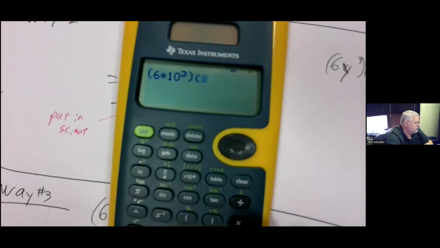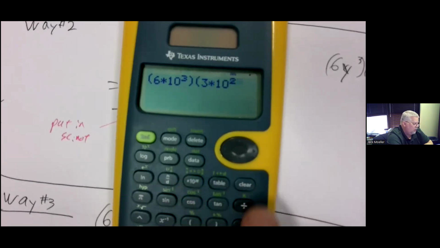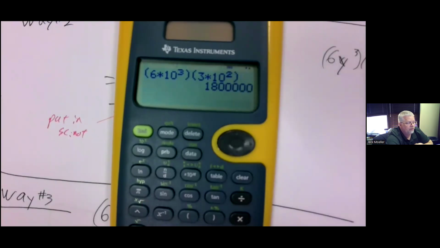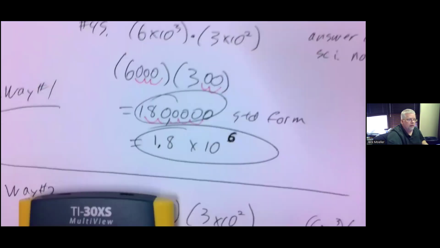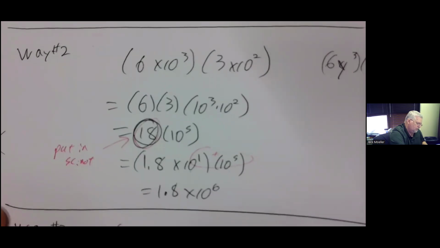Then you open parentheses, and it's 3 times 10 to the second. So we do times 10 to the 2. Again, cursor over to close out your parentheses. Actually, you probably skip that last step, but it's good practice. And then hit enter. Now notice it gives you the standard form. That's 1 8 and then 5 zeros. So it gets us right back to what we had before, but we're using the times 10 to the n button.